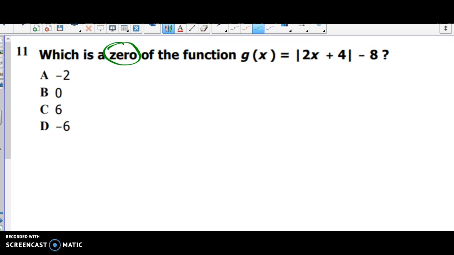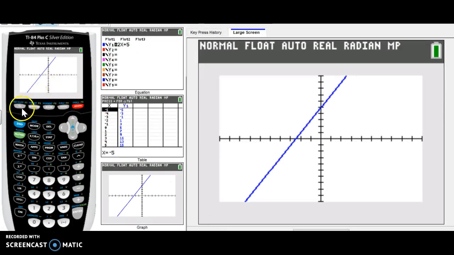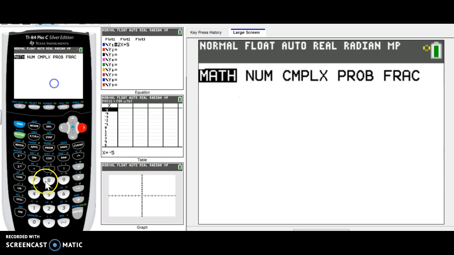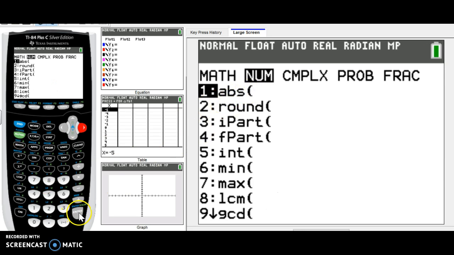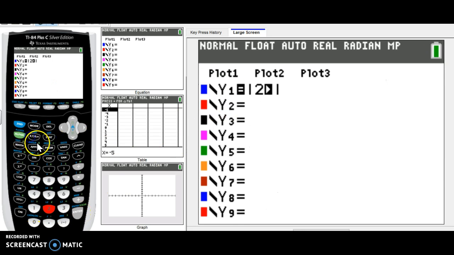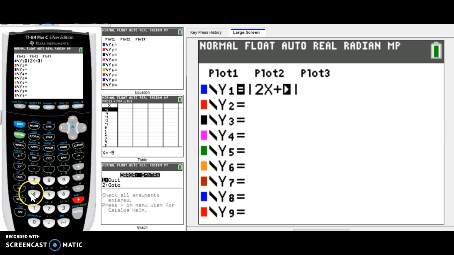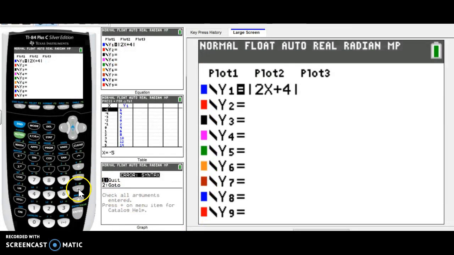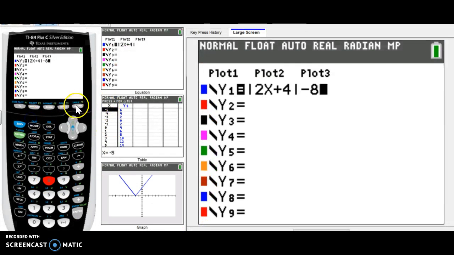So we're going to graph this. So we go to our calculator, 2x plus 4. We've got to make sure that we remember how to get the absolute value sign. So we go to math, over to number. First choice on the number is absolute value. 2x plus 4. Then we have to go out of the absolute value signs and put in a minus 8, and then we can graph it.